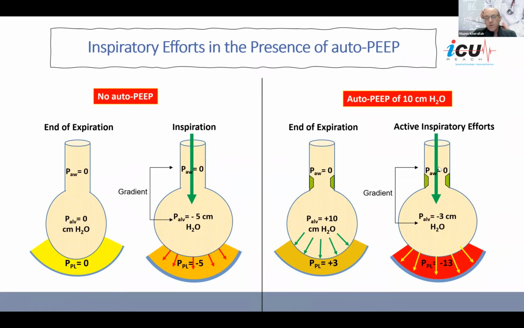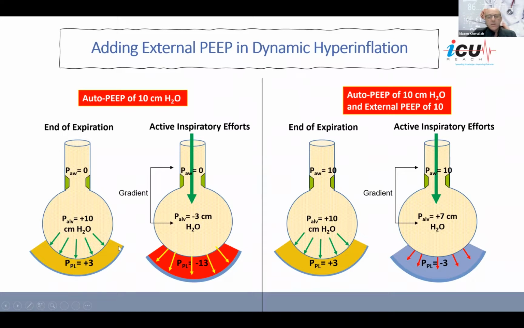However, if you have auto-PEEP and the patient is spontaneously breathing, meaning the machine is not going to do anything for him, it's not going to be triggered. In order to get a flow, you need at least -2, -3 centimeters of water. That means it's going to drop the pressure to -13. That's a lot of inspiratory effort. So let's take the right part here and put it on the left here and see how we can help this patient.